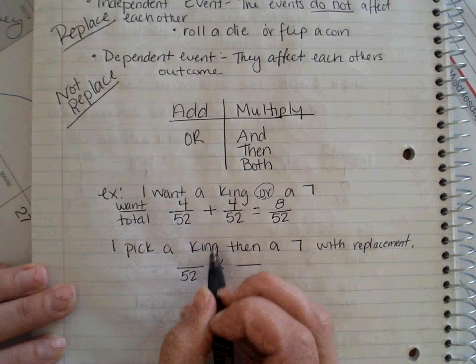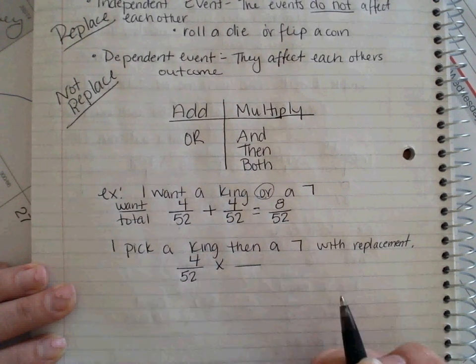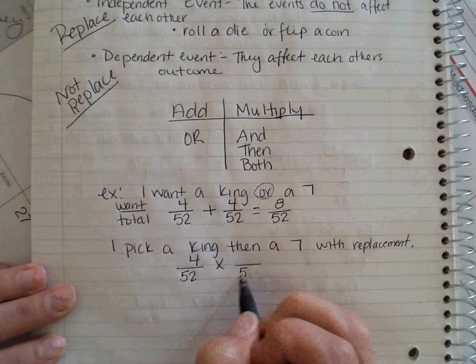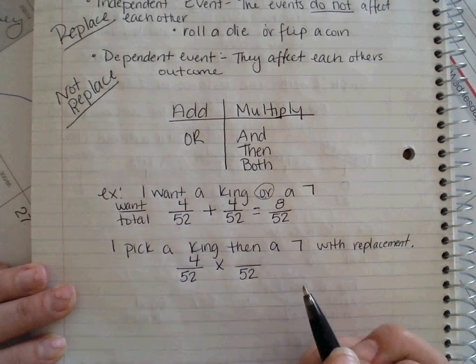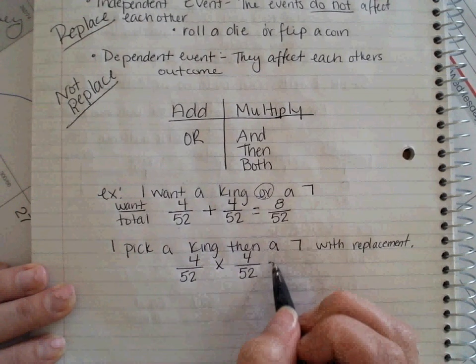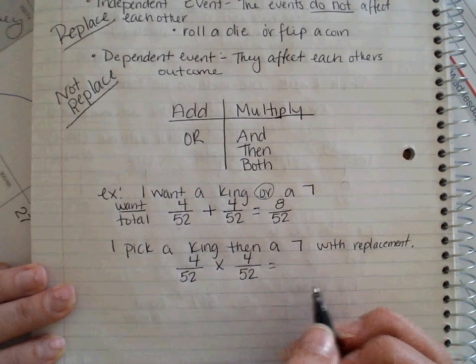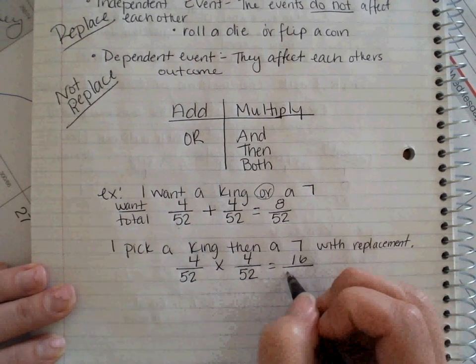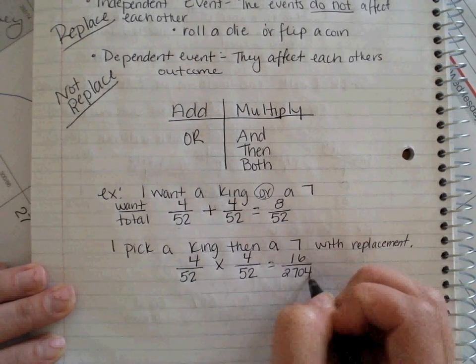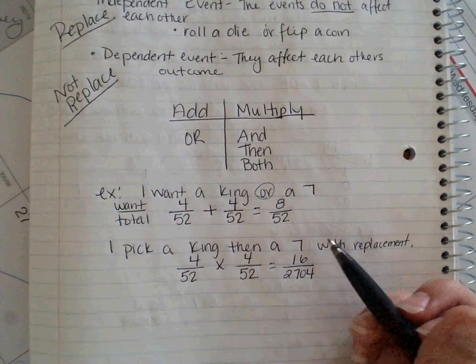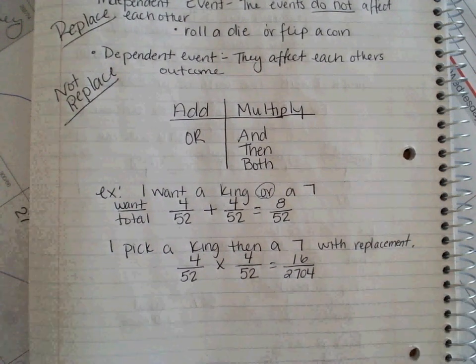So in my deck of cards, I have 52. A king, there are 4 kings. I put that card back, whatever I picked the first time, so the second time I have 52 cards again to pick from. And once again, there are 4 sevens. When I multiply, I go straight across. 4 times 4 is 16. 52 times 52 is 2,704. So it is very slim that I can get a king and then get a 7.